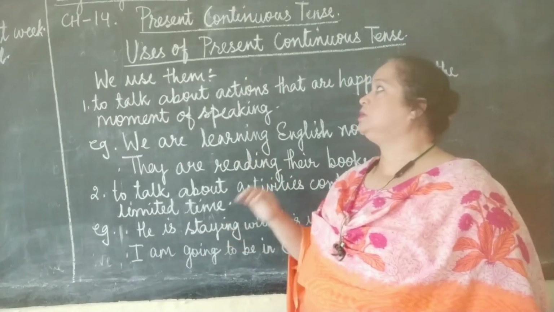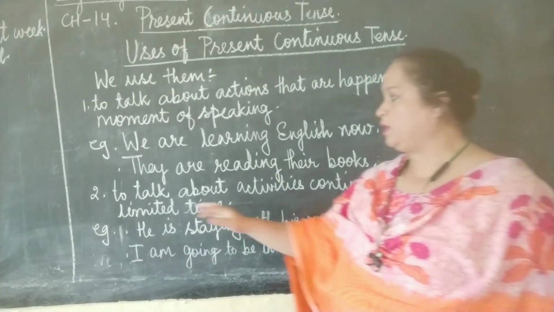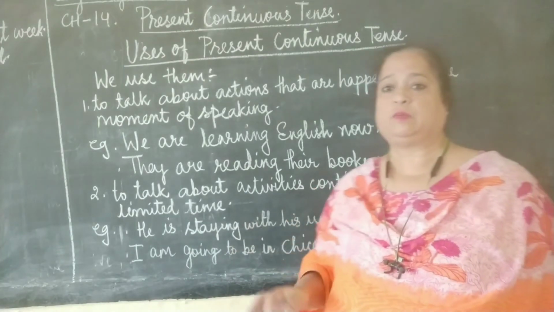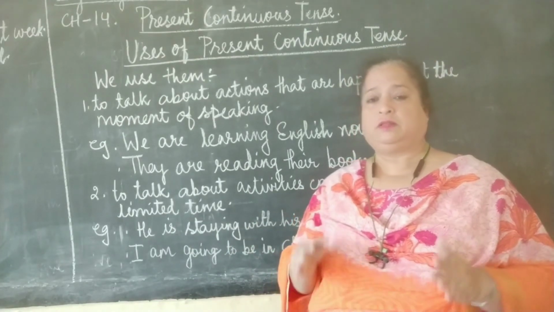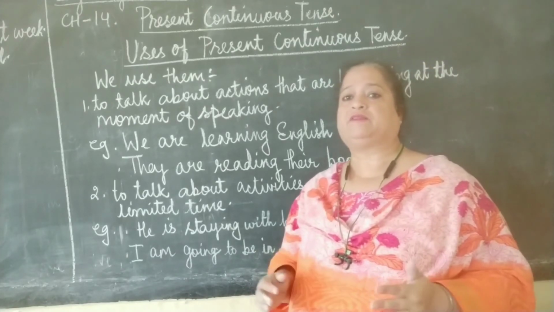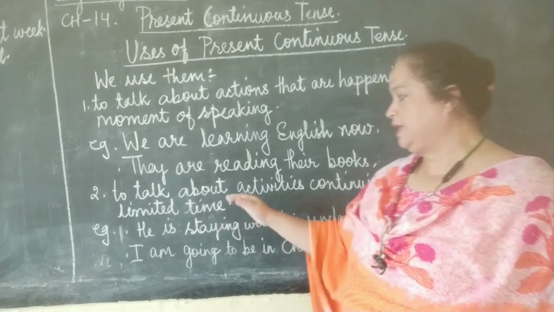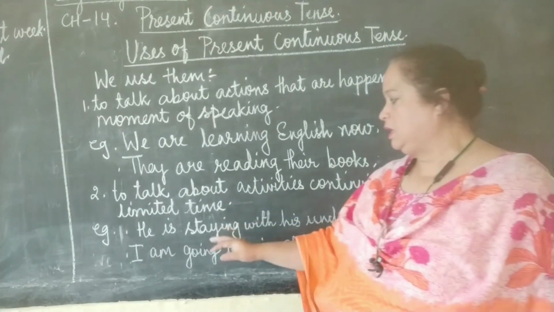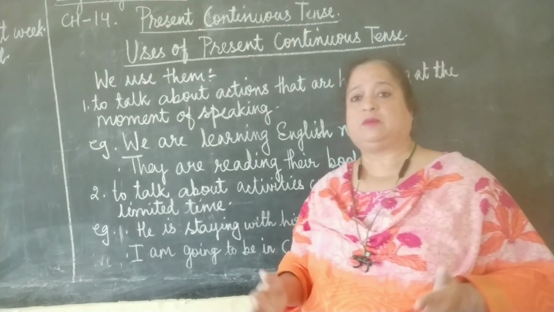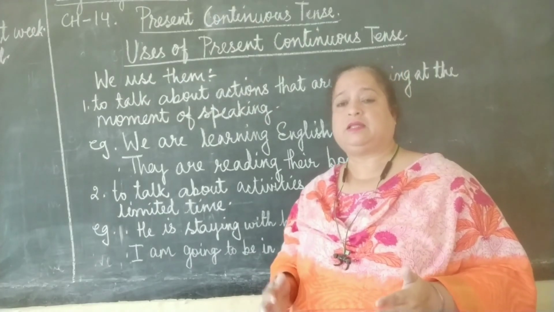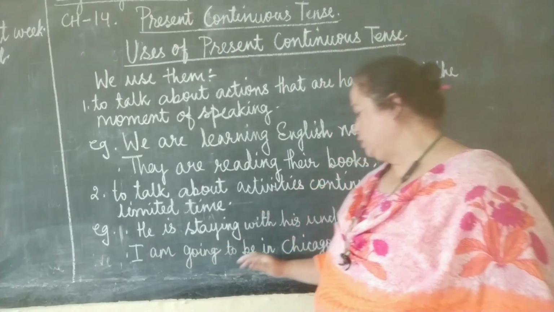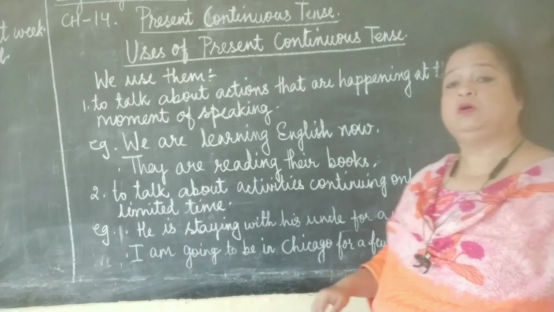We also use the present continuous tense when we talk about activities continuing only for a limited time. That means a certain action that will begin and maybe for a minute or 2 minutes it may continue and after that it is over. So what are the examples that I have here? He is staying with his uncle for a week. That means he has come to his uncle's house and he is staying there and maybe for a week he will continue staying there. I am going to be in Chicago for a few months.